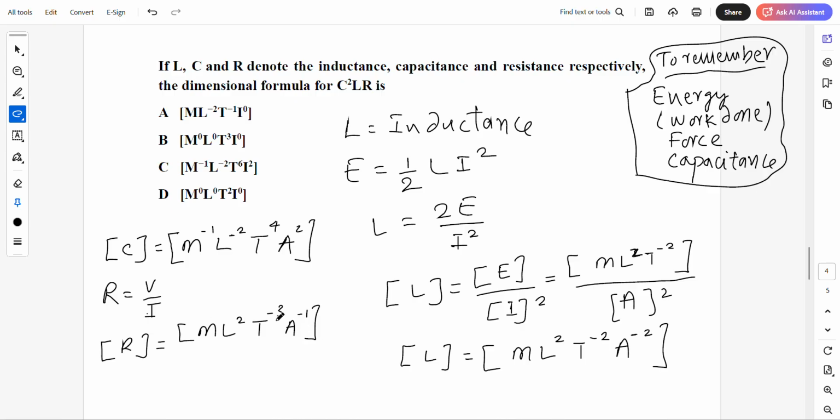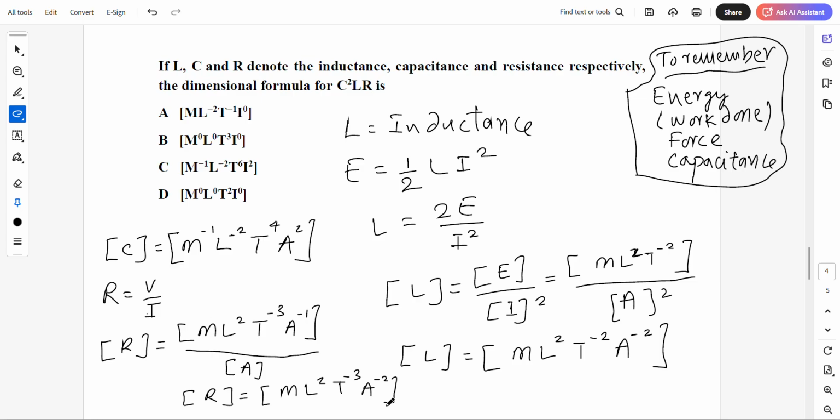Okay, because what is V? Work done by charge. You know the dimensions of energy. Charge is I times t. Once you remember this, you can derive any dimension, provided you know the dimension of energy, that is work done, force, and capacitance, divided by A. That will give M L square T to the power of minus 3 A to the power of 1, here 1 minus 1 equals minus 2.